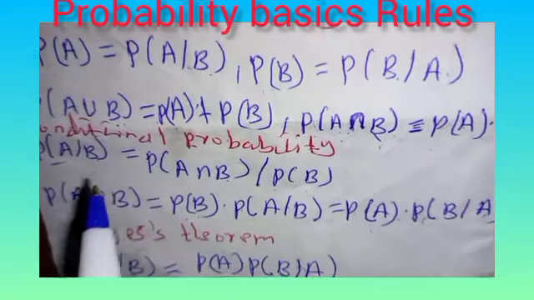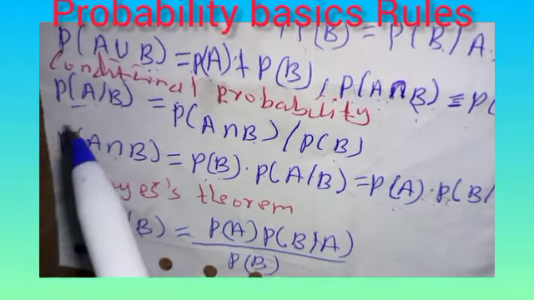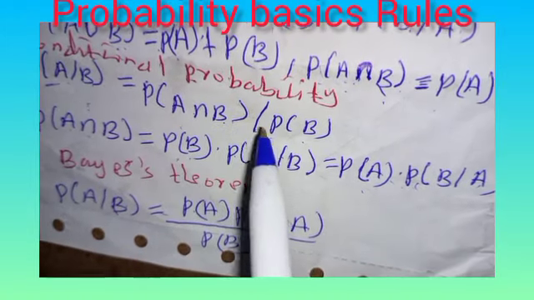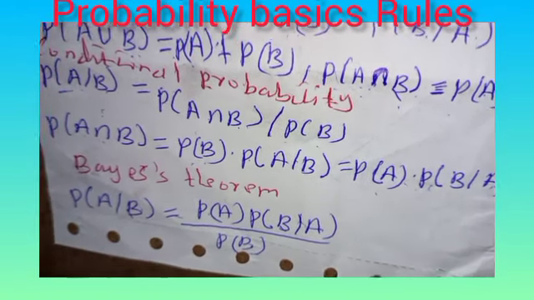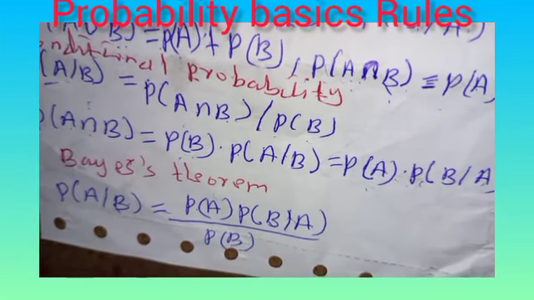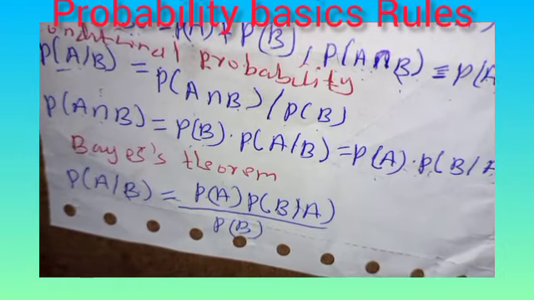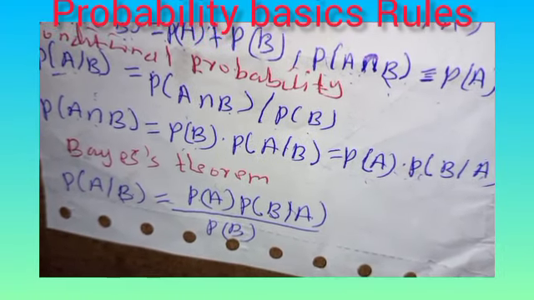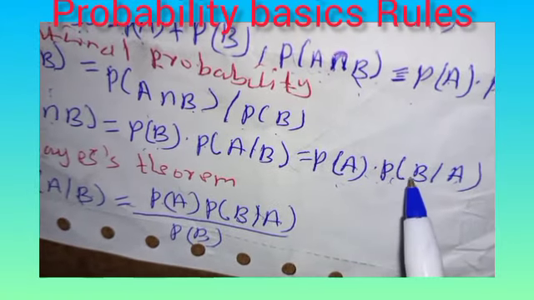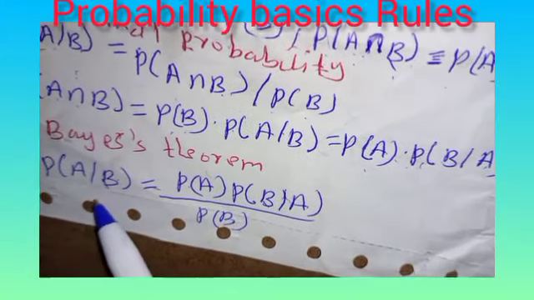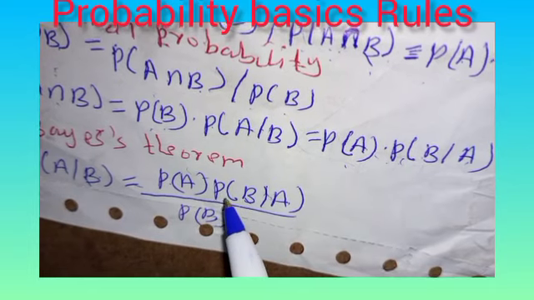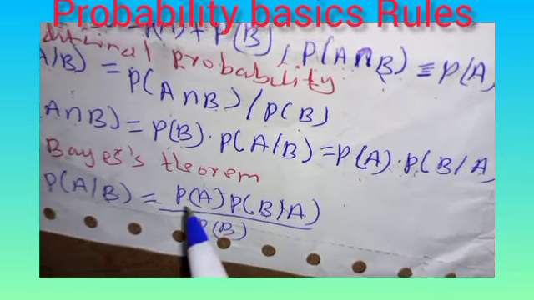The probability of A intersection B is given by the probability of A multiplied by the probability of B. Then for conditional probability, we saw that the probability of A given B is given by the probability of A intersection B divided by the probability of B. The probability of A intersection B is given by the probability of A multiplied by the probability of B given A. Finally, we saw that the probability of A given B is equal to the probability of A multiplied by the probability of B given A, divided by the probability of B, as per Bayes' theorem.